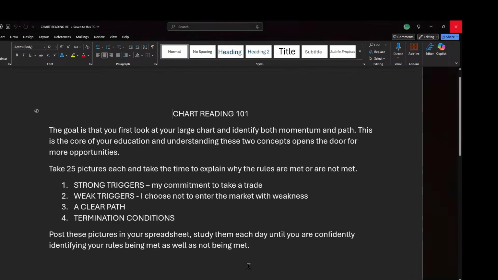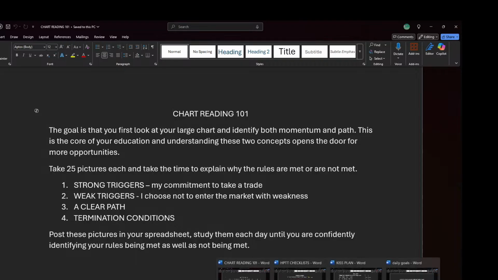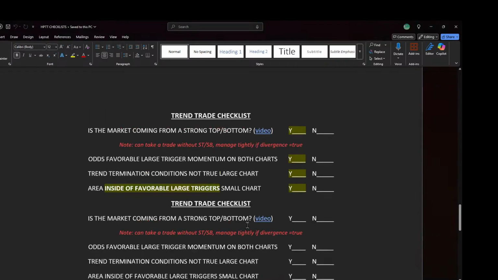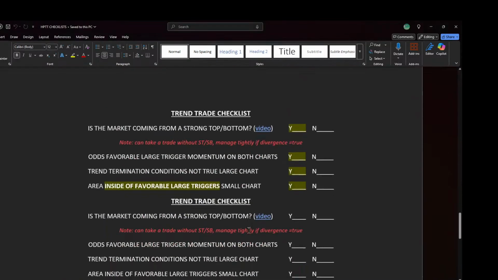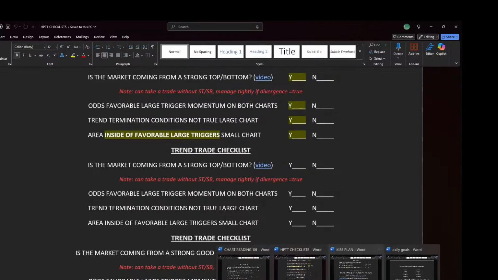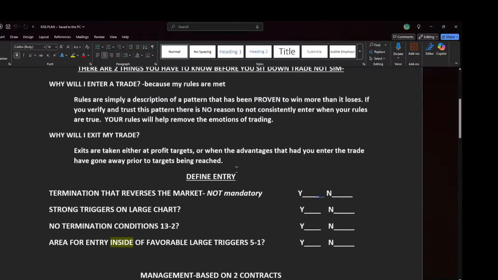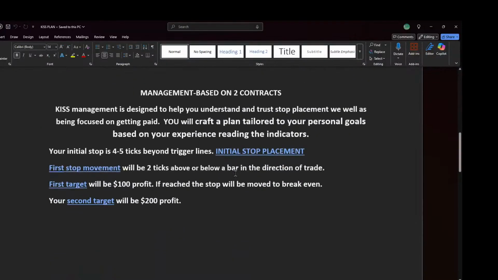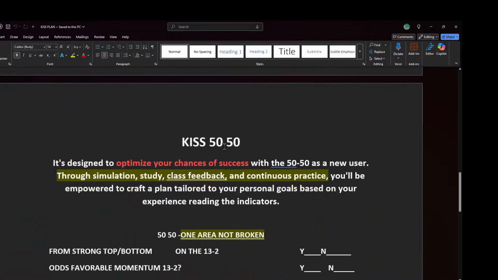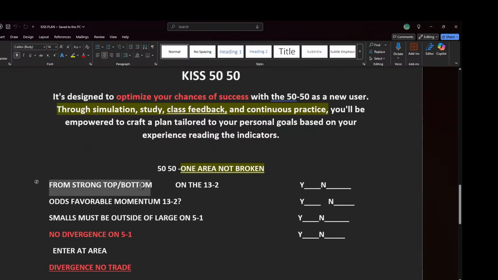Inside of that zip file is Chart Reading 101, your roadmap to getting to where you want to be the fastest. It's the high probability trend trade checklist with the pictures, making sure that your study is being done correctly. It's the KISS plan with the best of the best entry for the high probability trend trade. And then the 50-50, the potential to break trade, is right behind it, that relies on your understanding of the high probability trend trade to take it successfully.